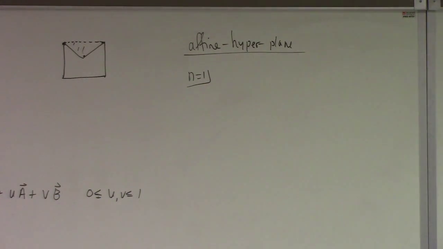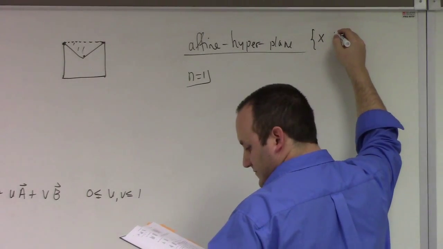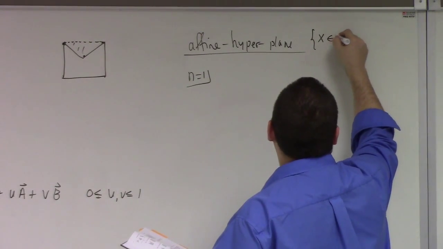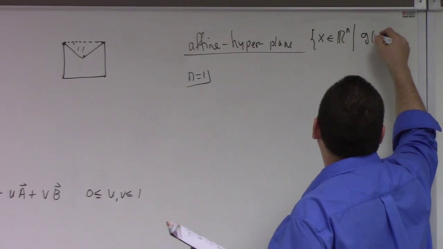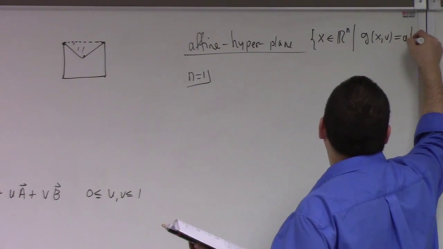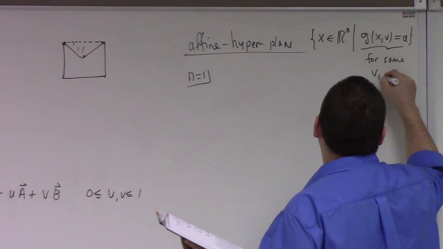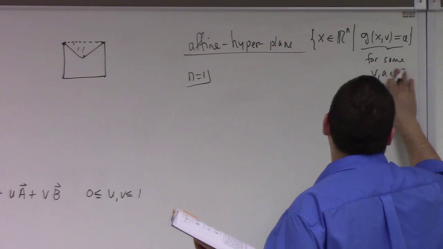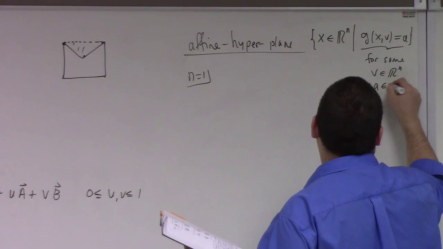Oh man, guys, help me out here. What you just told me, x in Rn such that what? g of x comma v is equal to a, for some v in Rn and a in R, right?